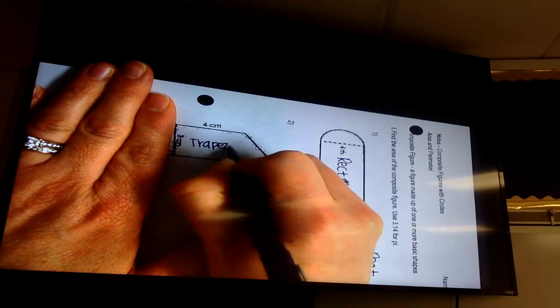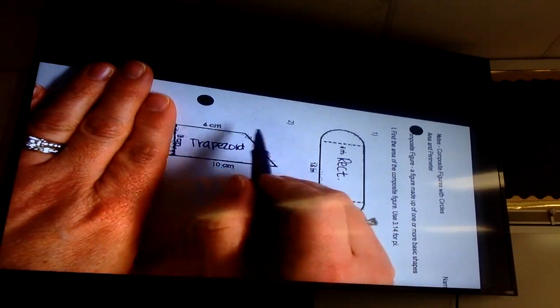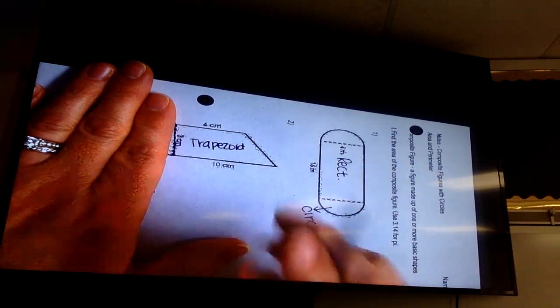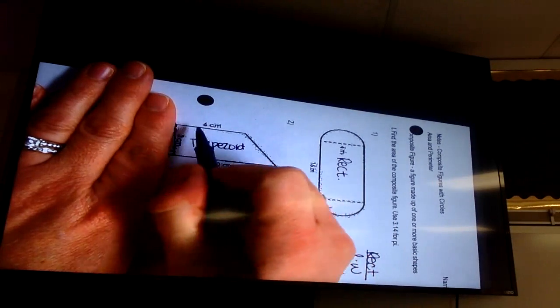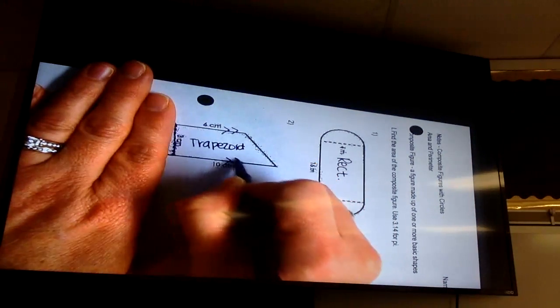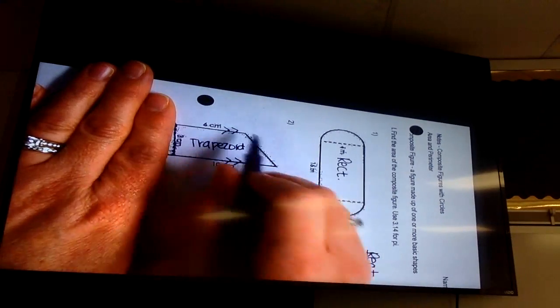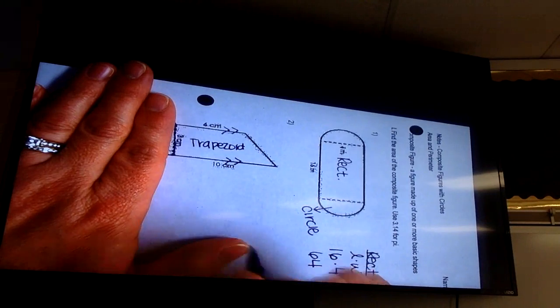So remember, a trapezoid is a figure with 4 sides, a type of quadrilateral, and the only thing a trapezoid has to have is a pair of parallel sides. So this side right here and this side right here, those are parallel sides. They will never, ever, ever touch. They'll just go on forever.